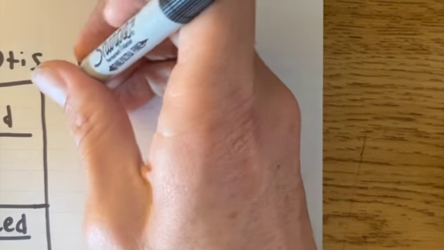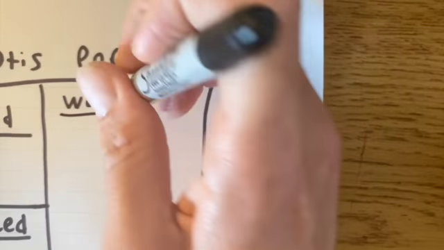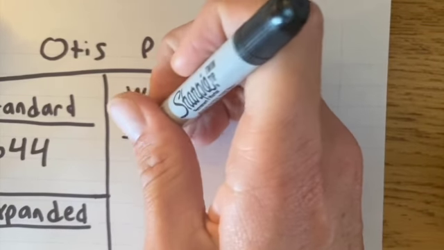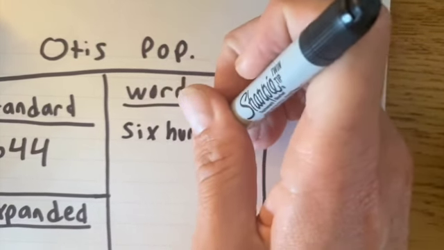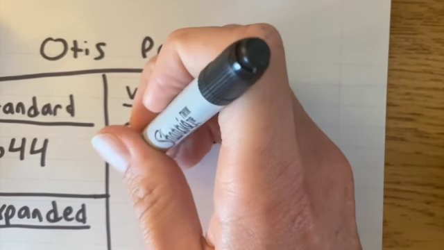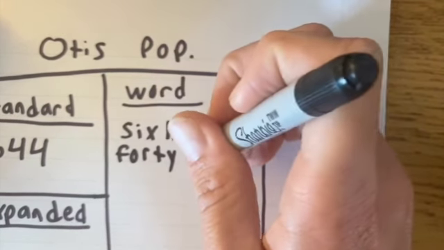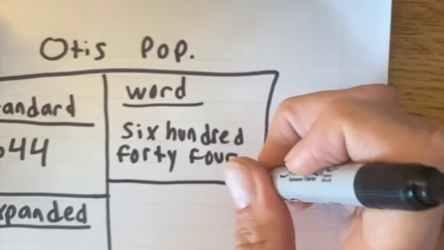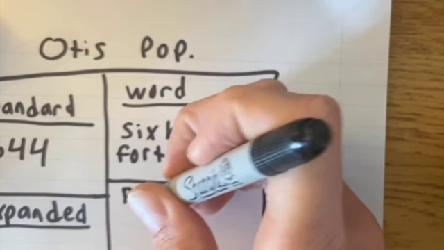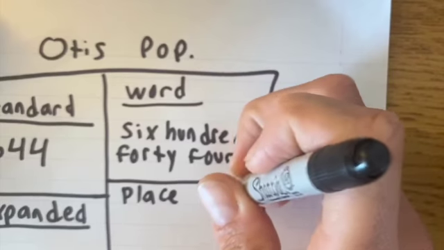Then you're going to write word form. This is what you would write down if you're writing a story. 600, you spell out the word 600, and you spell out the word 44. Okay. Then the last form might be a little tricky. I'm not sure how familiar you are with this. You should be. Place value.